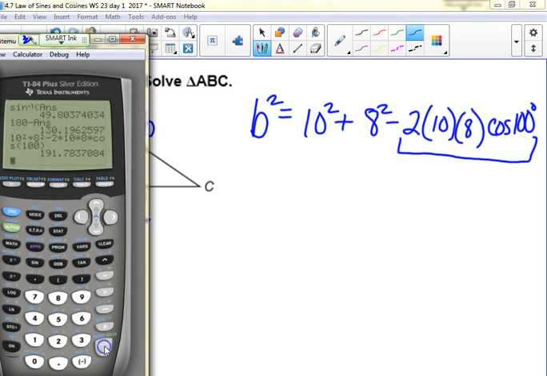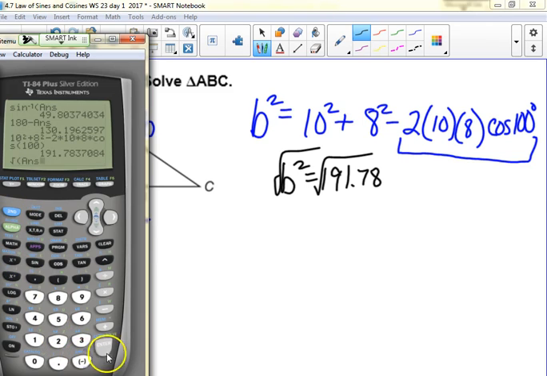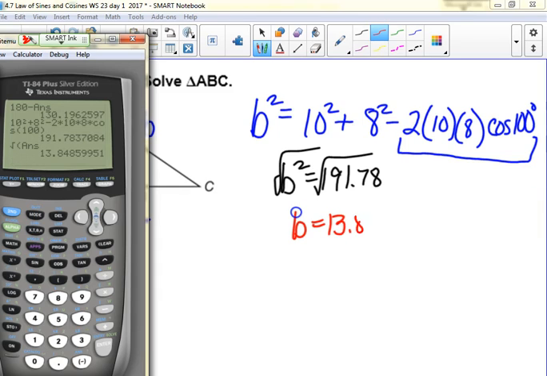Is that the answer to the question? Is that side 191? We still need to square root. The best way to do that on your calculator is to square root the previous answer, which is second negative. Most of you can also scroll up and grab that answer, right? But to keep all the decimal places, I got 13.8. Someone get that for B? Okay.